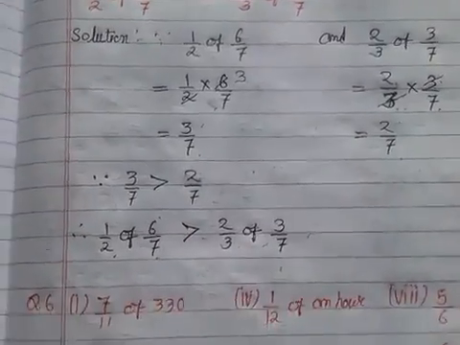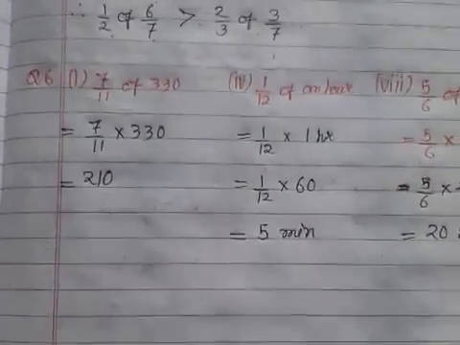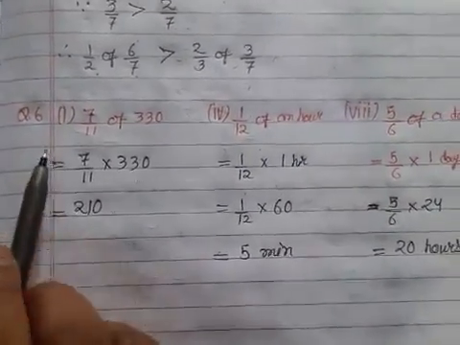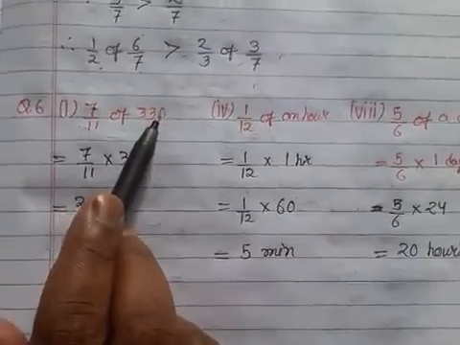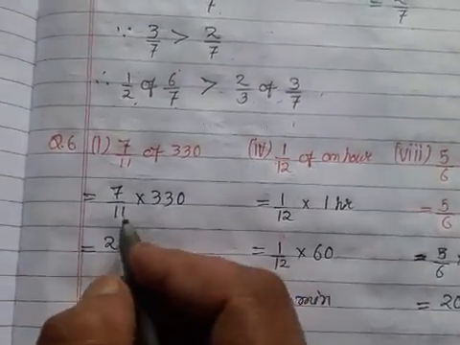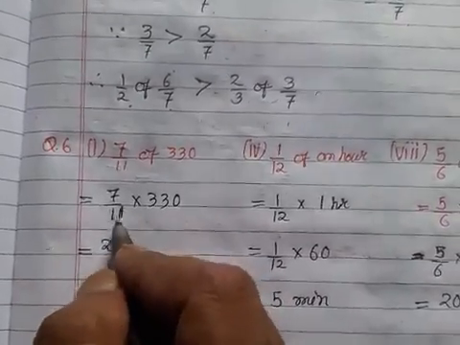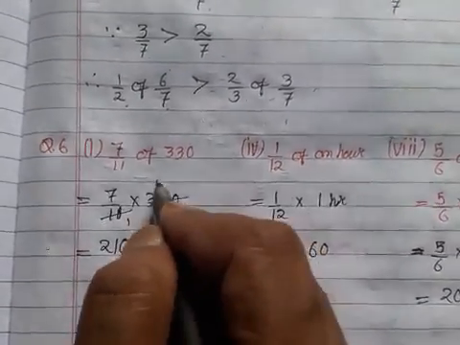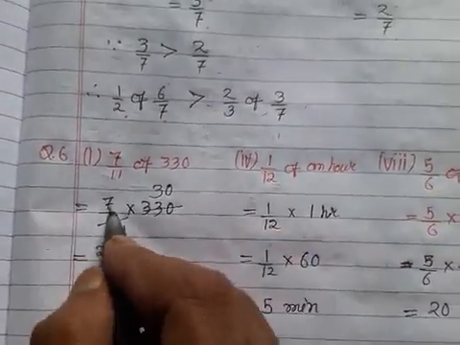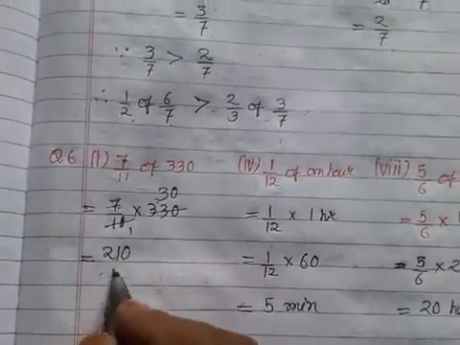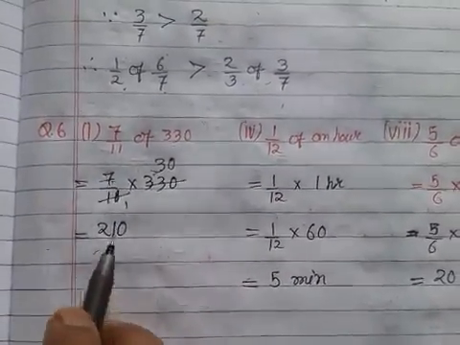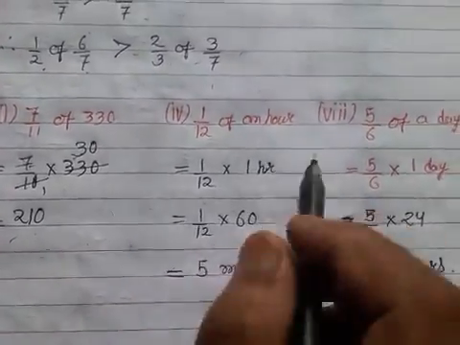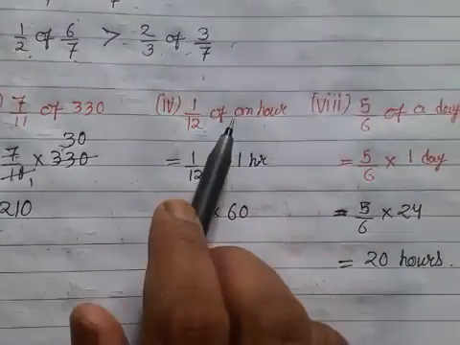Okay. Now here also multiplication in question number 6. 7 by 11 of 330, okay. So you can use the table of 11. 11 1 is 11, 11 3s are 33, right here 0. So 7 3s are 7, 7 multiplied with 30 comes 210, okay.